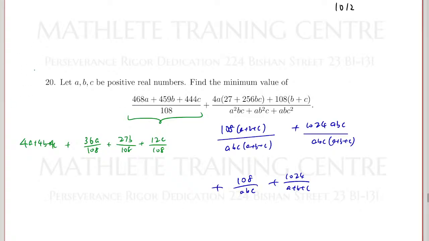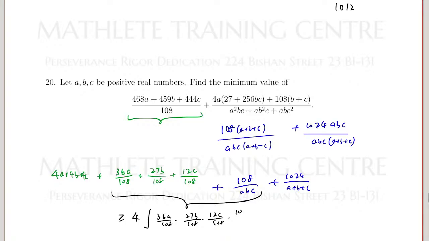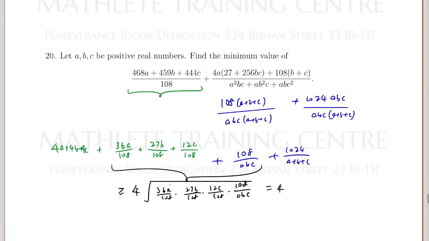So what can I do here? I can do this by taking these 4 terms together. By AM-GM inequality, this is at least 4 times the fourth root of their product. So 36A over 108 times 27B over 108 times 12C over 108 times 108 over ABC. And in fact, what's this? This is just equal to, I think it's just nice 4, right? Yeah, because everything inside actually simplifies. All the ABC will cancel out. All the 108 will cancel out as well.